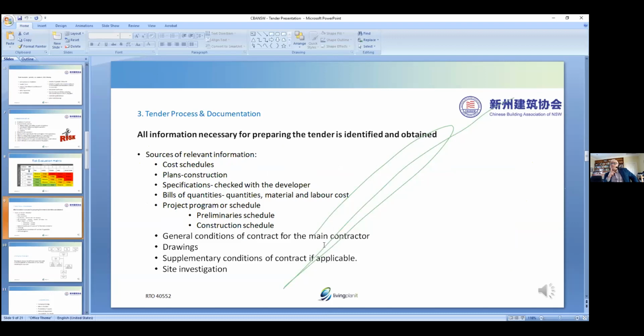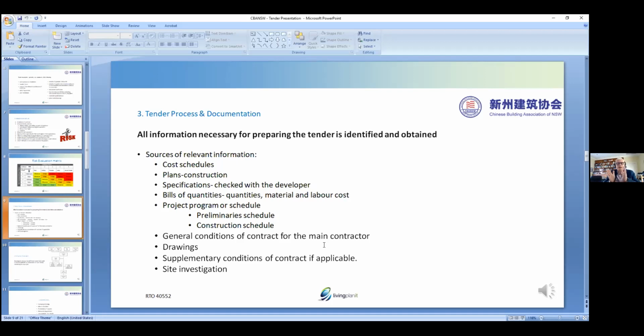Okay, so the information necessary for preparing a tender. So these are, again, talking about what we need to prepare the tender. We have the various cost schedules, our costing from our suppliers, our subcontractors, our rates that we have inbuilt within our software that we use. We obviously have the plans, specifications, programs. Basically, all those things we've looked at just briefly before.